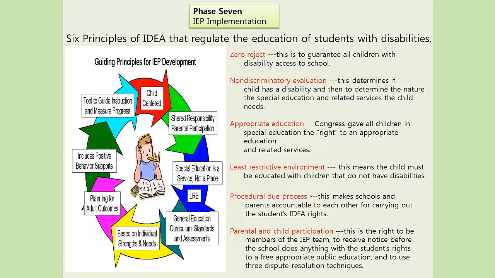However, it must be understood that the school agencies are not required to meet all the goals within the school term, but they must provide evidence of a good faith effort towards achieving the goals.